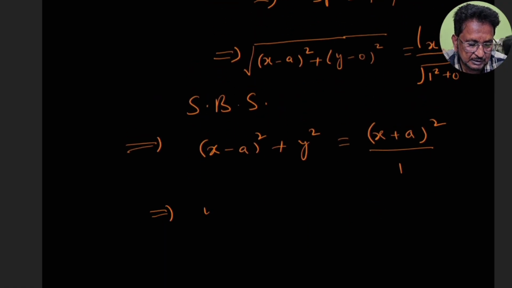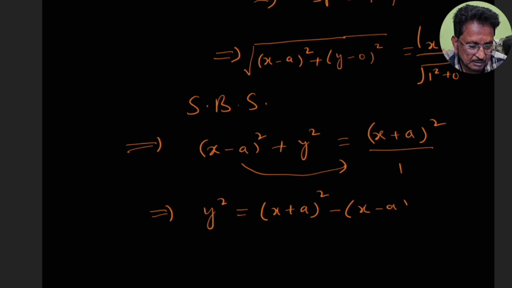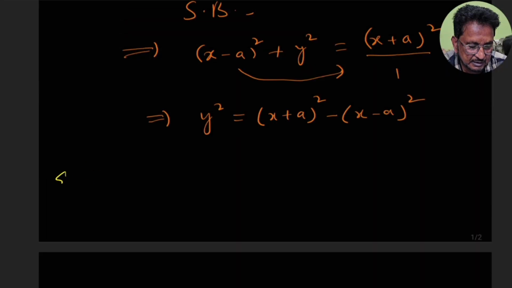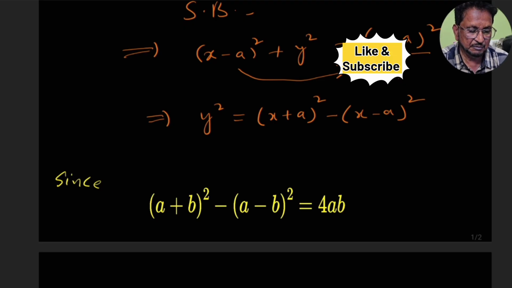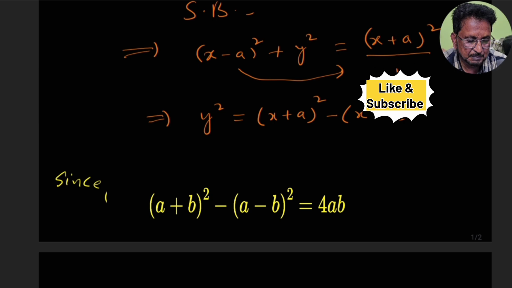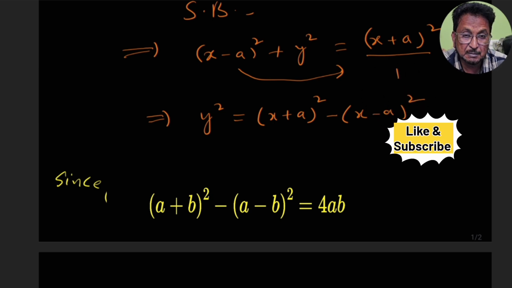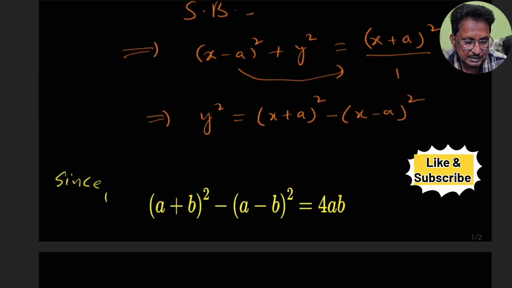Now what we shall do is keep y square on the left hand side and bring the remaining terms to the right hand side, and it becomes (x plus a) whole square. Now (x minus a) whole square we take to the right hand side, it becomes minus (x minus a) whole square. Now you know that (a plus b) whole square minus (a minus b) whole square is equal to 4ab. Hence the answer here finally we are getting is y square equals 4ax. Okay, this is the standard equation of parabola.